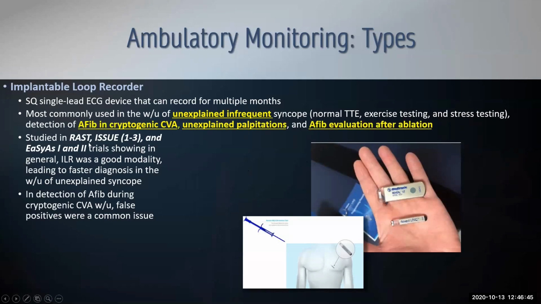This has been studied in multiple trials to show that it's a very good option for leading to a faster diagnosis in patients specifically with unexplained syncope. So it's definitely an option you should be putting in your discharge summaries and discussing with your patients that come in with this symptom that seems to happen at least once a week or 2 weeks.